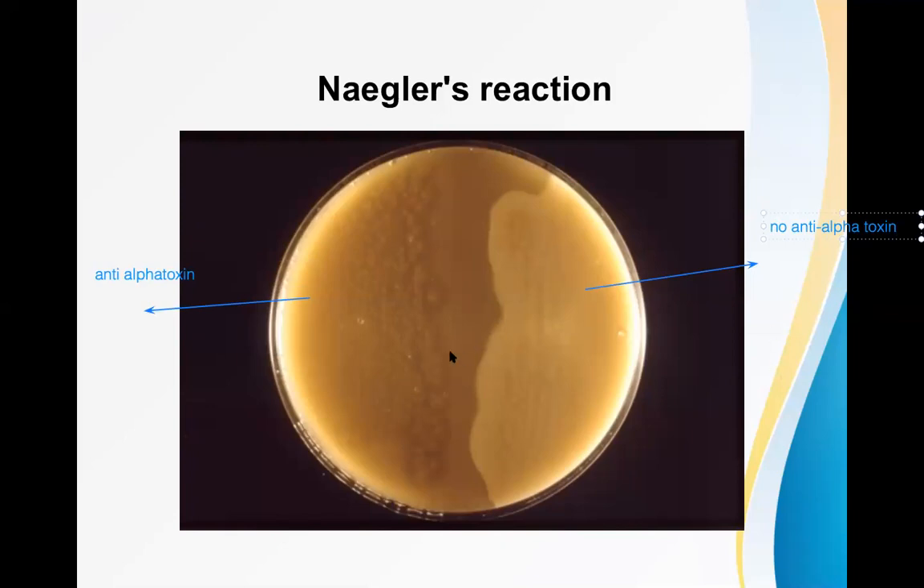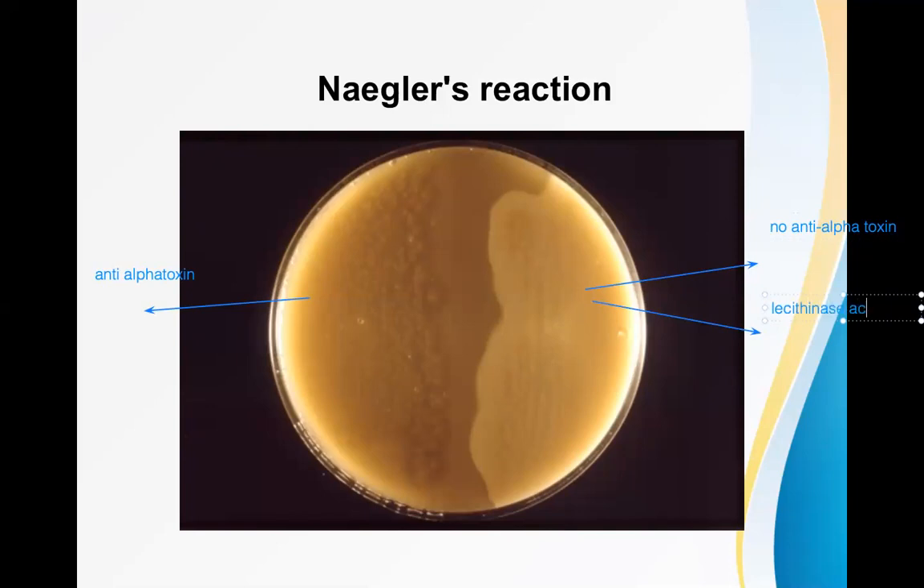On both sides we have added or kept the bacteria. Because of no anti-alpha toxin here, the lecithinase activity can be seen very nicely. So this is called lecithinase activity. So let me show it once again here. Here is the lecithinase activity. Now after that there will be no confusion.